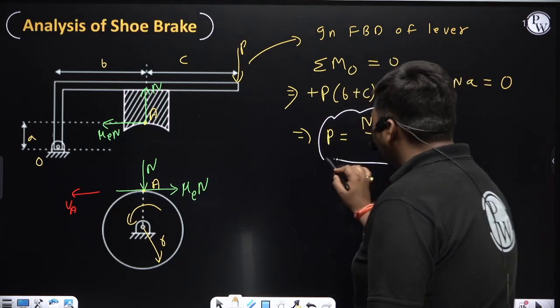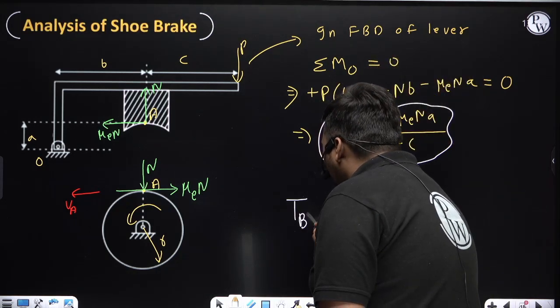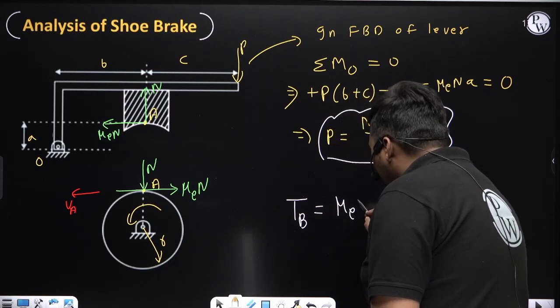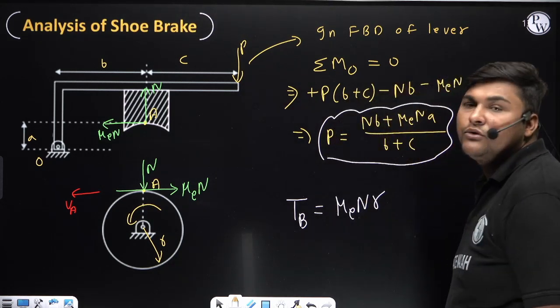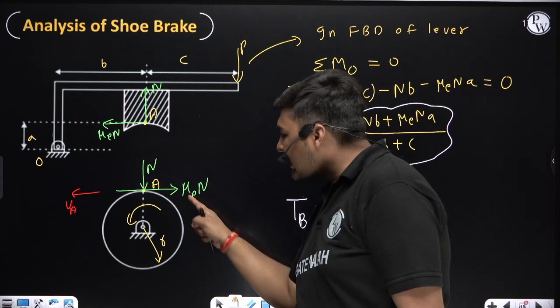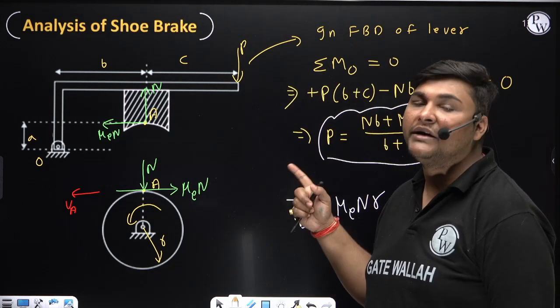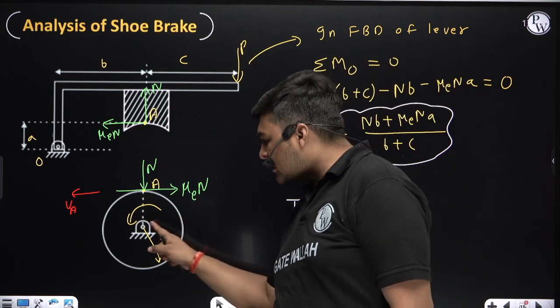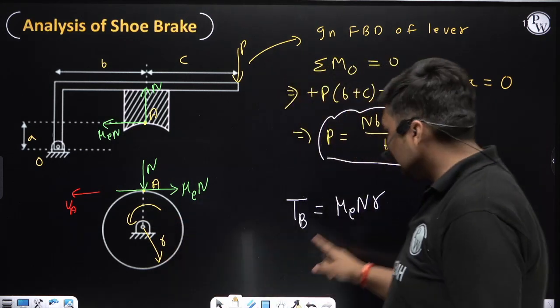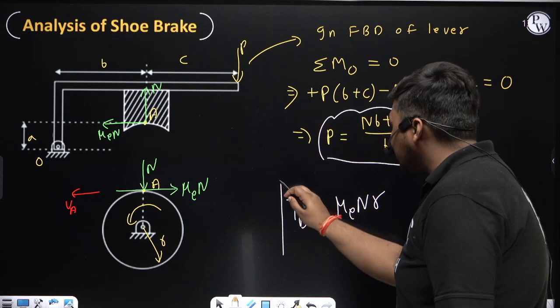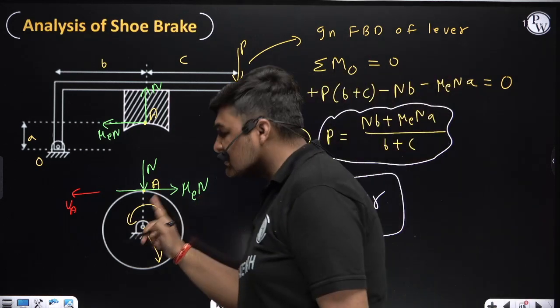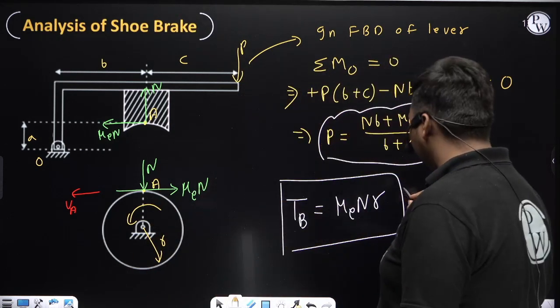But if you calculate the formula of braking torque, it will come again the same: mu equivalent into N into the radius of the drum. Why? The friction force is again mu equivalent into N, whatever the direction of the friction force. Its perpendicular distance from the center is R. So the braking torque will be mu equivalent N R. What is the direction of the braking torque? Braking torque is coming in this direction, which is anti-clockwise.